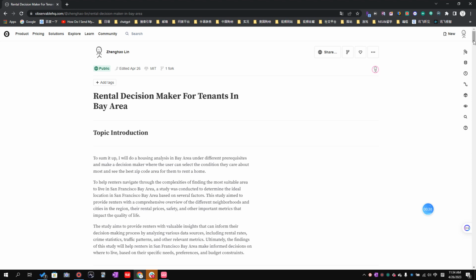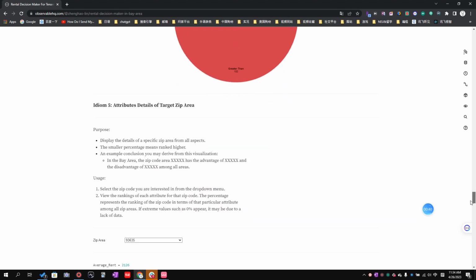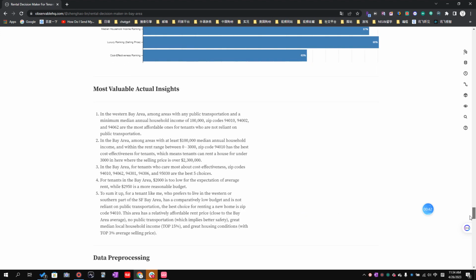Let me first scroll down to my final conclusion. I draw from my visualizations. The most valuable insight I derived from my visualization is shown here, and the most important one is the last one, because this study was inspired by my personal need and my condition.